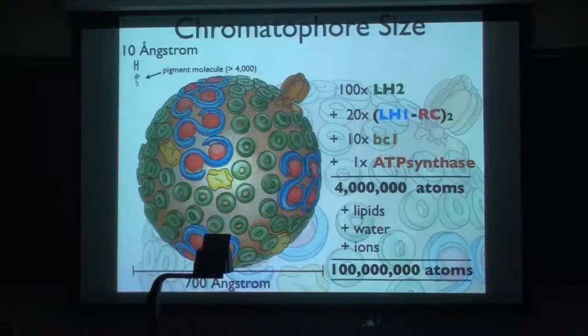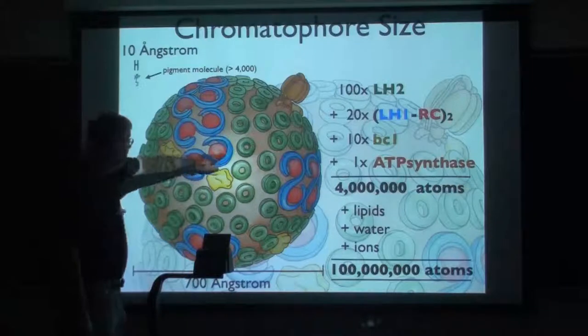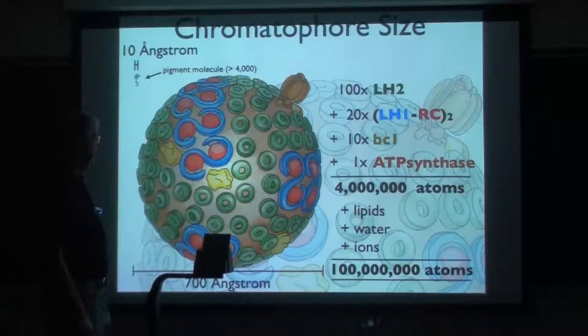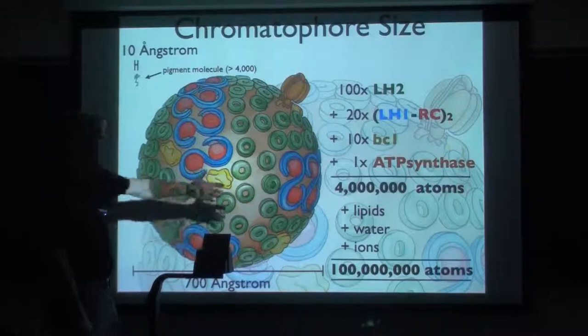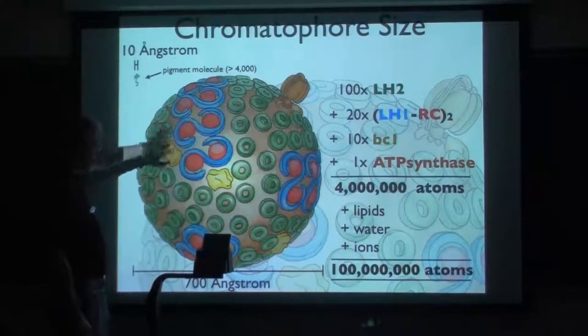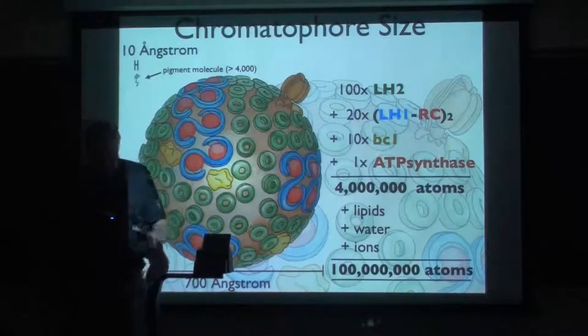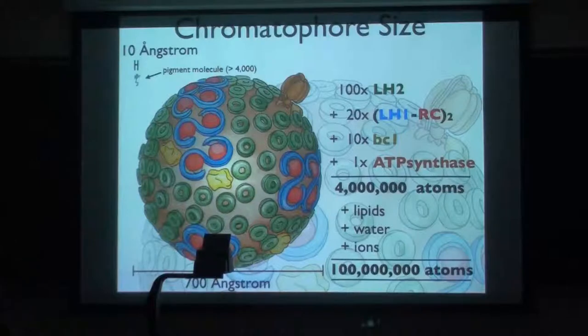So now I would like to give you the composition of the chromatophore. We have about 100 of these small proteins. We have 20 of these guys. We have 10 of the yellow guys. And we have one or two of the ATP synthases. And then we have lipid and water and ions. If you add all the atoms up that are making this one, including the water atoms and lipid atoms, you have 100 million atoms. So it's quite a sizable system.